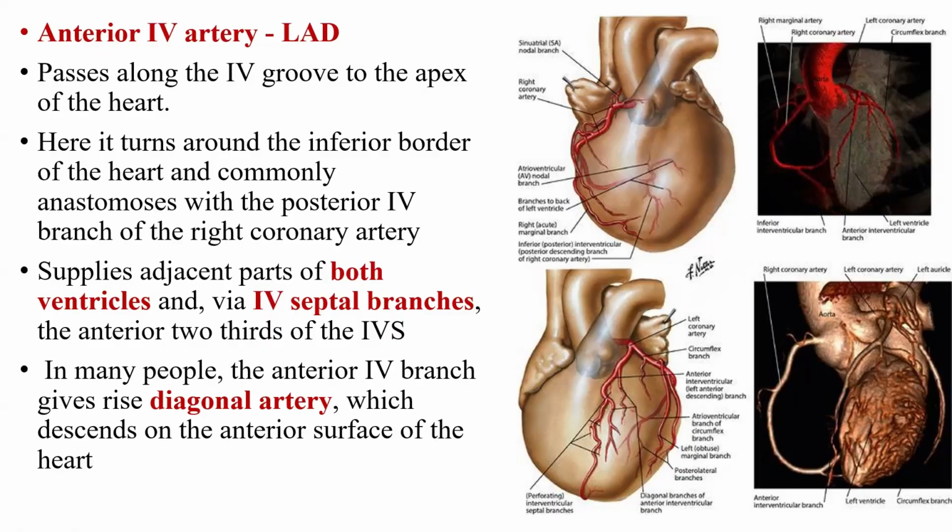This artery supplies the adjacent part of both the ventricles as it runs in the interventricular groove, and via its septal branches, it supplies the anterior 2/3 of the interventricular septum. As we know, the posterior 1/3 is supplied by the right coronary artery. And in many people, the anterior interventricular branch, which descends in the interventricular groove anteriorly, gives a diagonal artery, which descends on the anterior surface of the heart.